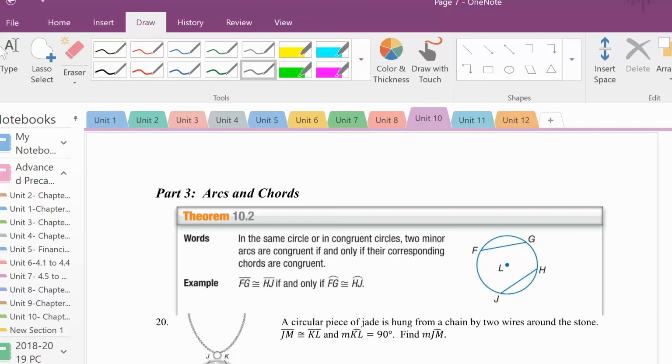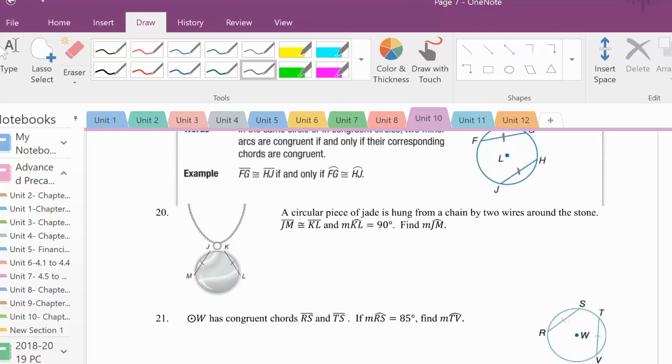One theorem says that in the same circle or in congruent circles, two minor arcs are congruent if and only if their corresponding chords are congruent. So arc FG and arc GH are congruent only if these two chords would be congruent.